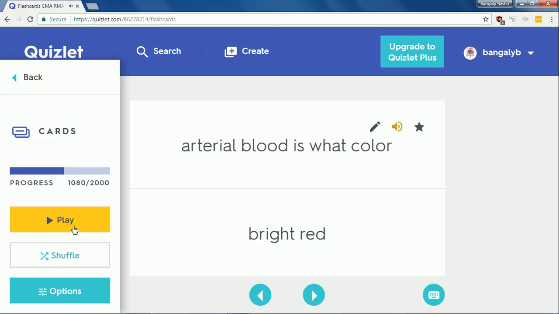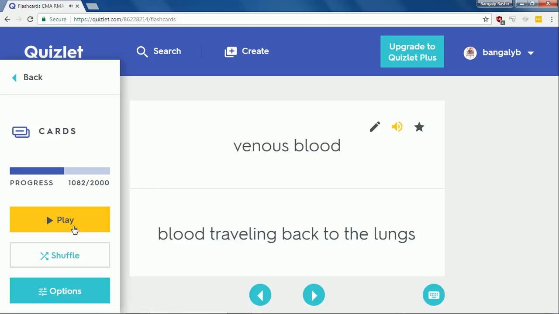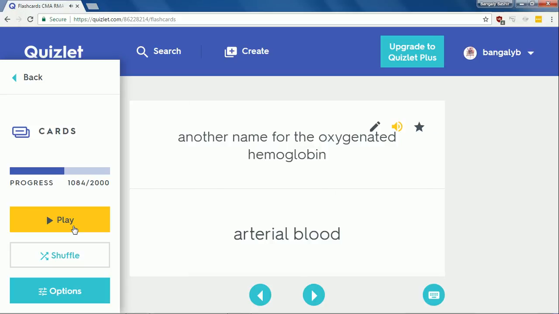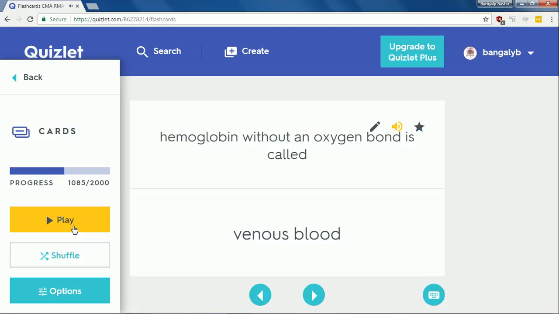Arterial blood is what color? Bright red. Venous blood is what color? Darker red. Venous blood. Blood traveling back to the lungs. Arterial blood. Blood coming from the lungs and to the cells. Another name for the oxygenated hemoglobin. Arterial blood. Hemoglobin without an oxygen bond is called venous blood.